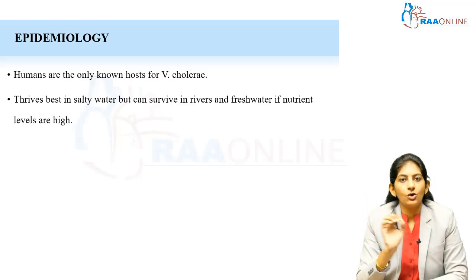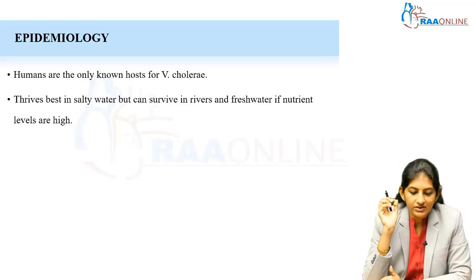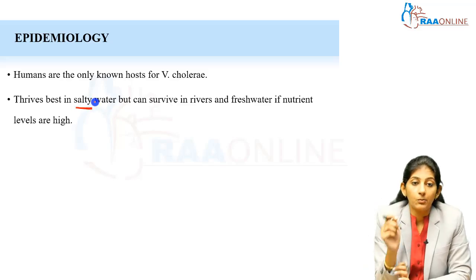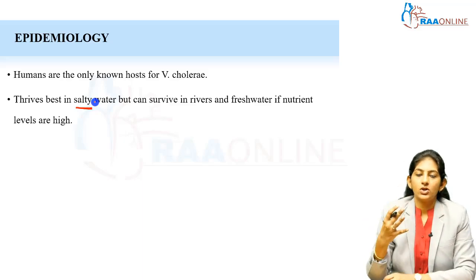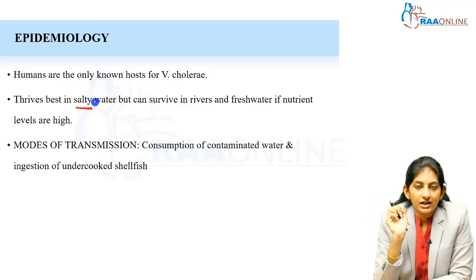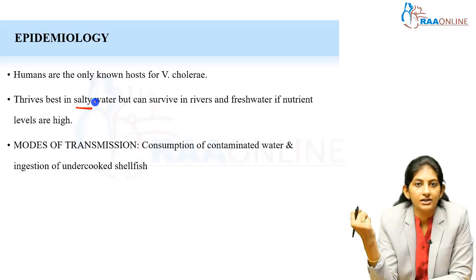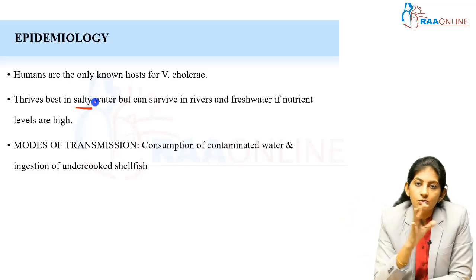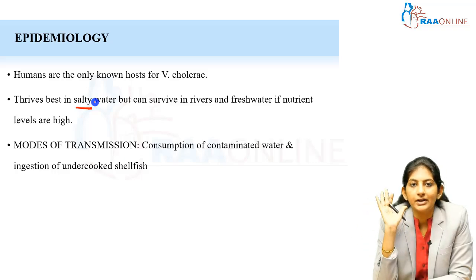Humans are the only known host for Vibrio cholerae, and this organism thrives best in salty water, but it can also survive in fresh water if the nutrient levels are high. Transmission occurs predominantly, as with foodborne and waterborne illnesses like Salmonella, Shigella, Campylobacter and cholera, through consumption of contaminated food or contaminated water.